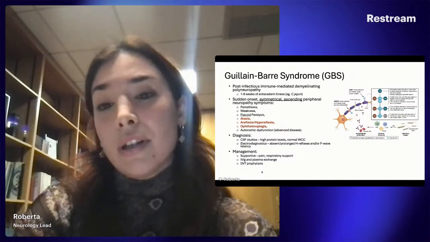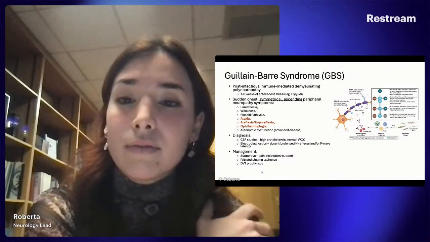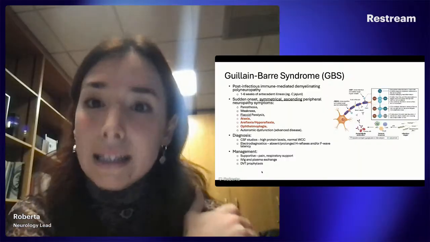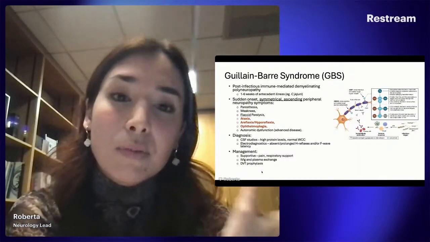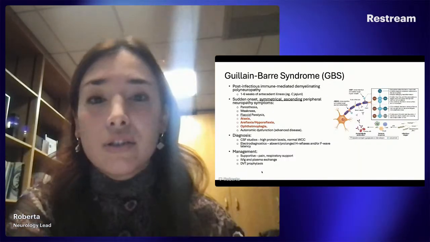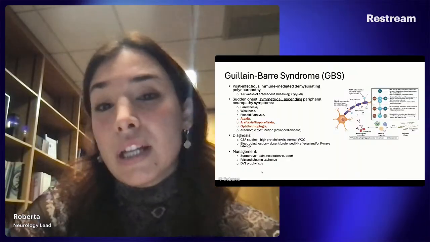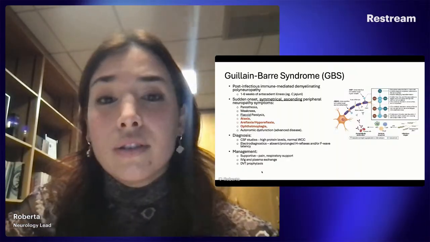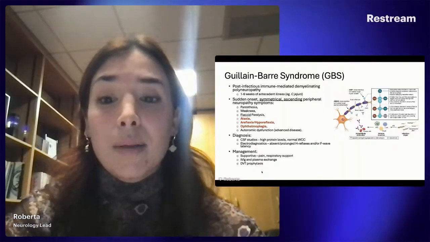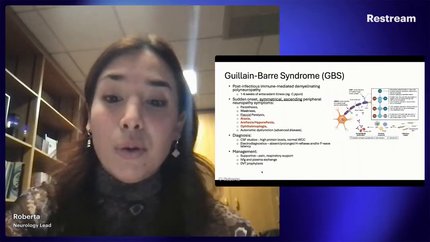How do we diagnose it? It's, I would say, largely clinical. A clinical diagnosis, the symptoms tend to be quite obvious, especially with the history that's given. But we can do CSF studies, and typically what this will show is a high protein level in the CSF, but normal white cell count.